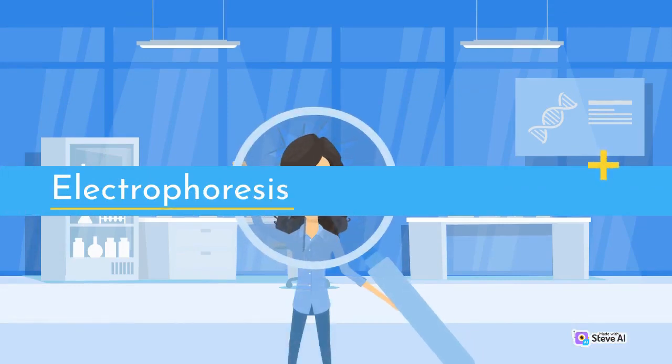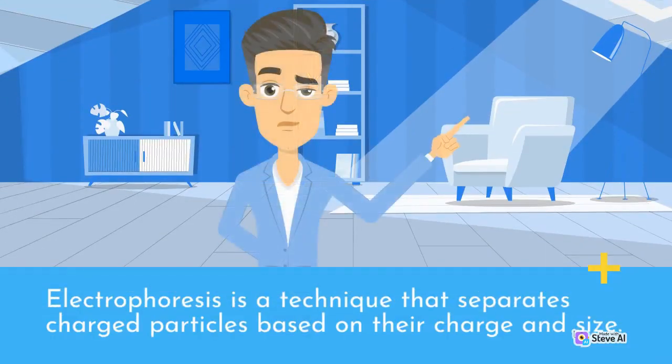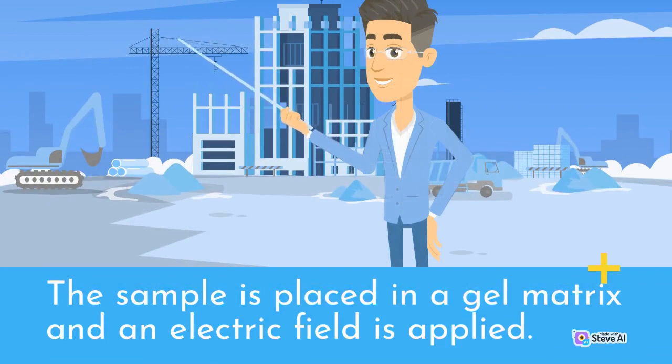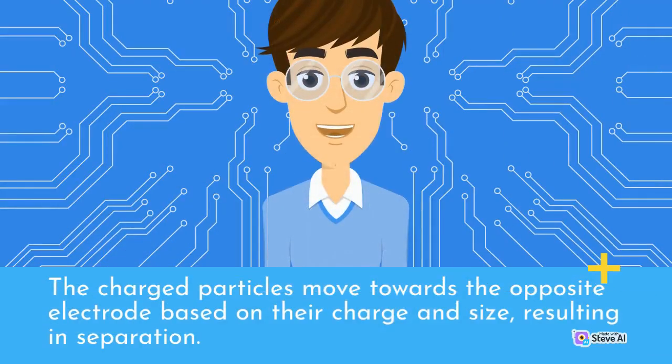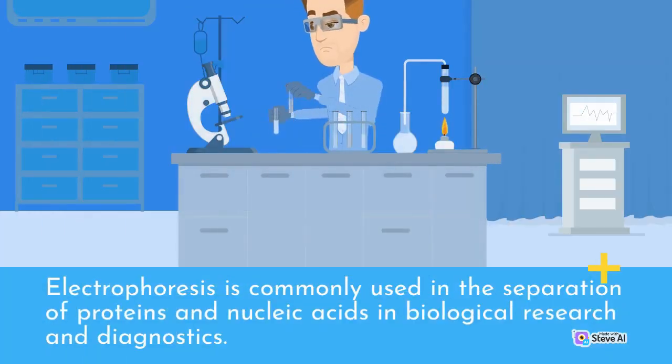Electrophoresis. Electrophoresis is a technique that separates charged particles based on their charge and size. The sample is placed in a gel matrix and an electric field is applied. The charged particles move towards the opposite electrode based on their charge and size, resulting in separation. Electrophoresis is commonly used in the separation of proteins and nucleic acids in biological research and diagnostics.